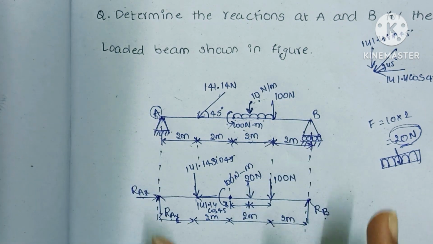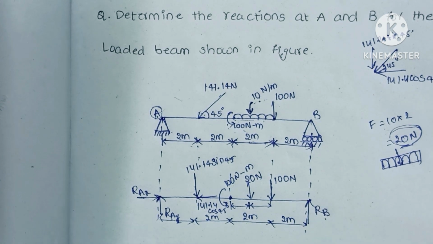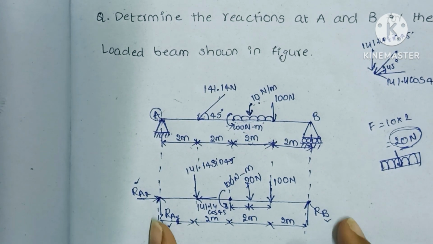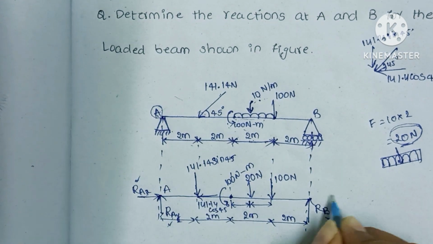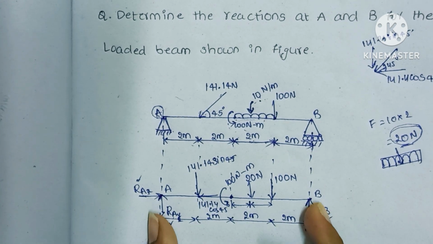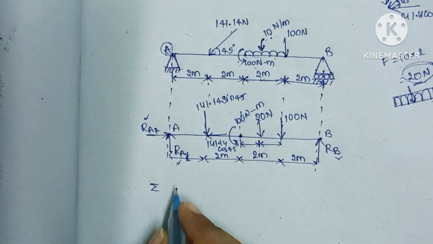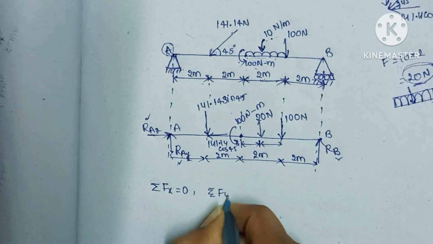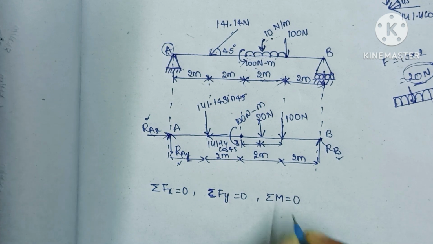So we converted this diagram into a free body diagram. First we need to find these reaction forces RAX, RAY and RB, the reaction forces at points A and B. With the help of the static equilibrium equations we can find these reaction forces. The static equilibrium equations are sigma Fx equal to 0, sigma Fy equal to 0, and sigma moment equal to 0.